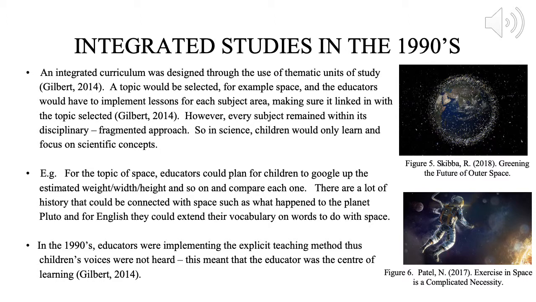For example, for the topic of space, educators could plan for children to Google the estimated weight, width, height, and so on, and compare each one. There is a lot of history that could be connected with space, such as what happened to the planet Pluto. And for English, they could extend their vocabulary on words to do with space. In the 1990s, educators were implementing the explicit teaching method. Thus, children's voices were not heard. This meant that the educator was the center of learning.